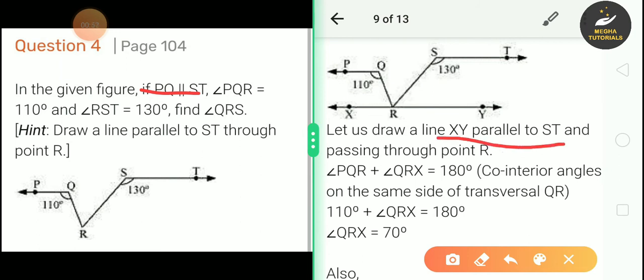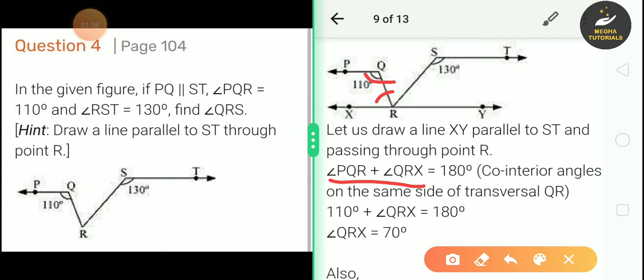Therefore we can say that PQ is parallel with ST is parallel with XY. Okay, now let's go ahead. So consider PQ parallel to XR. In this diagram we can say that angle PQR and angle QRX are co-interior angles, therefore they are supplementary.